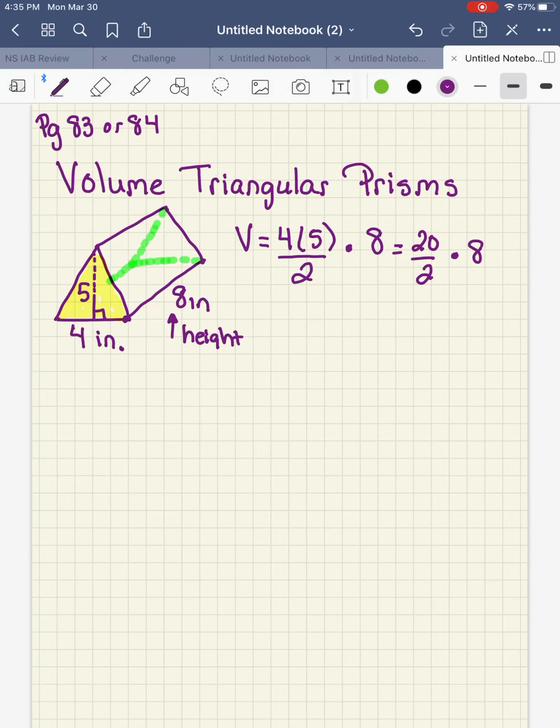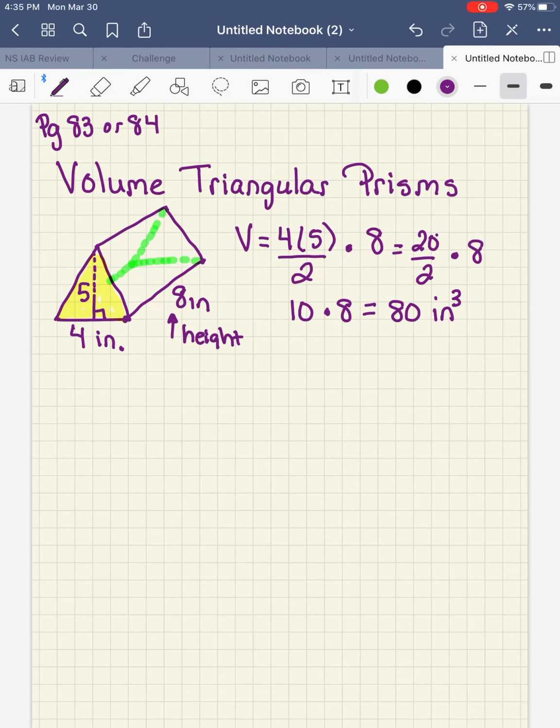And I know some of you know I could have simplified on that first part already, but I didn't, because we want to make sure everyone's following along. So now we have 20 divided by 2, which is 10, right, times 8. So 10 times 8 is 80. Those were inches. And remember, we said in yesterday's notes that we measure volume in cubic units. So the volume of our triangular prism is 80 inches cubed, or 80 cubic inches.